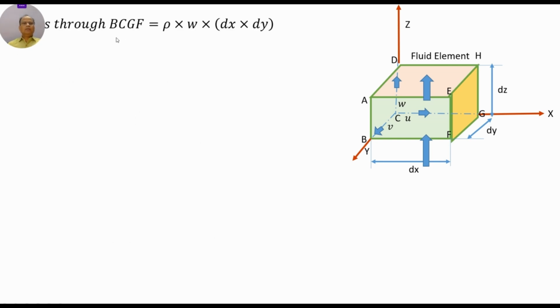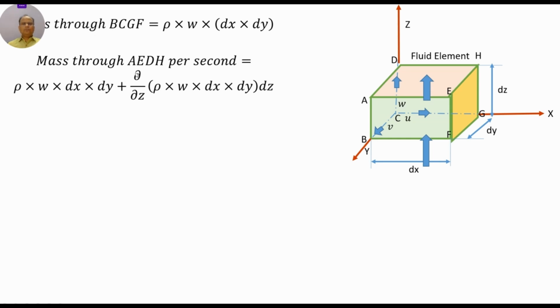So now here mass through BCGF is equal to rho into velocity in z direction, that is W, into the area from where your fluid is in. So this is your dx into dy.